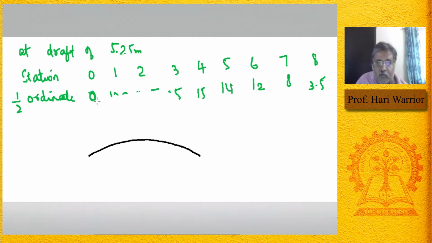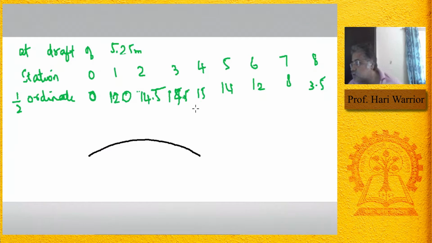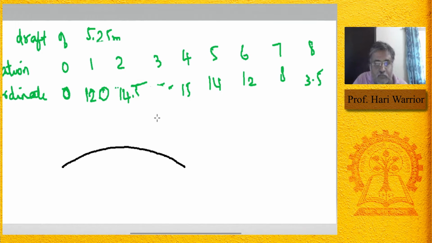What is it? 0, 12, 14.5, 14.5, here also 14.5, and 15, 15, 14, 12. Oh, there is only one 14.5. It's 15, sorry. So basically you are given a set of data like this.